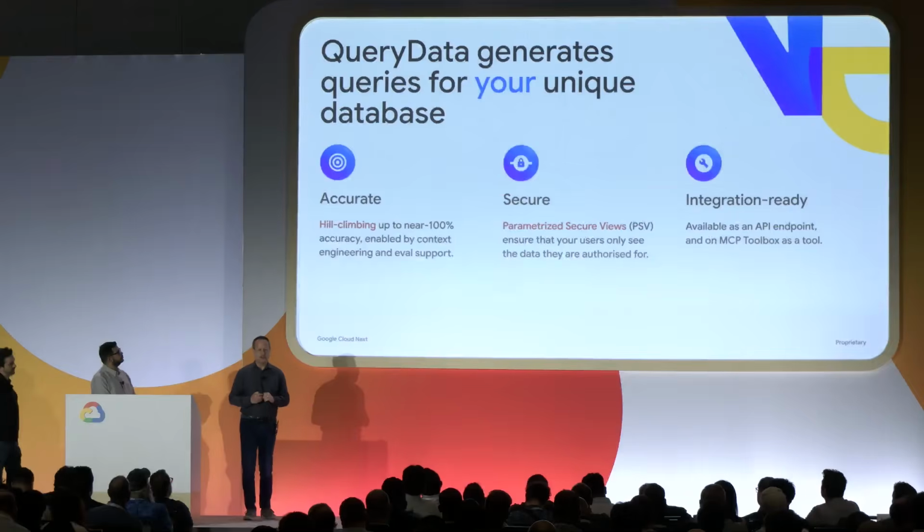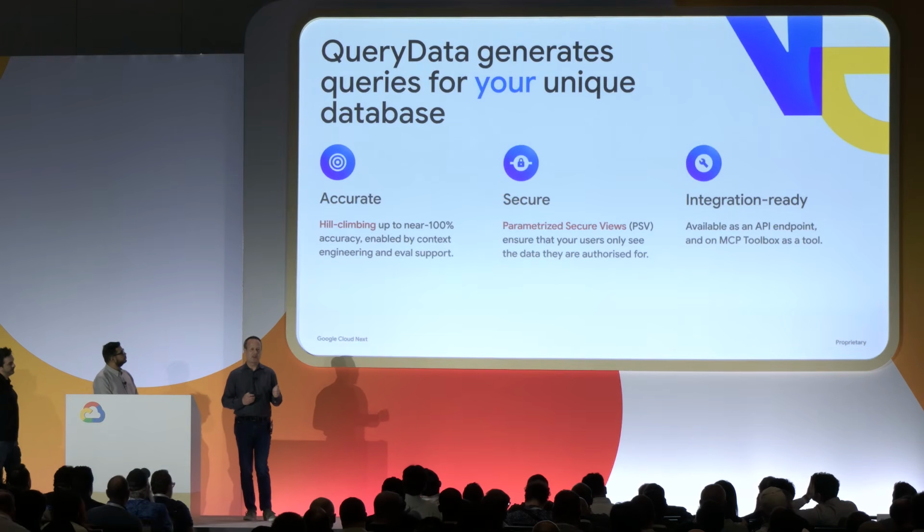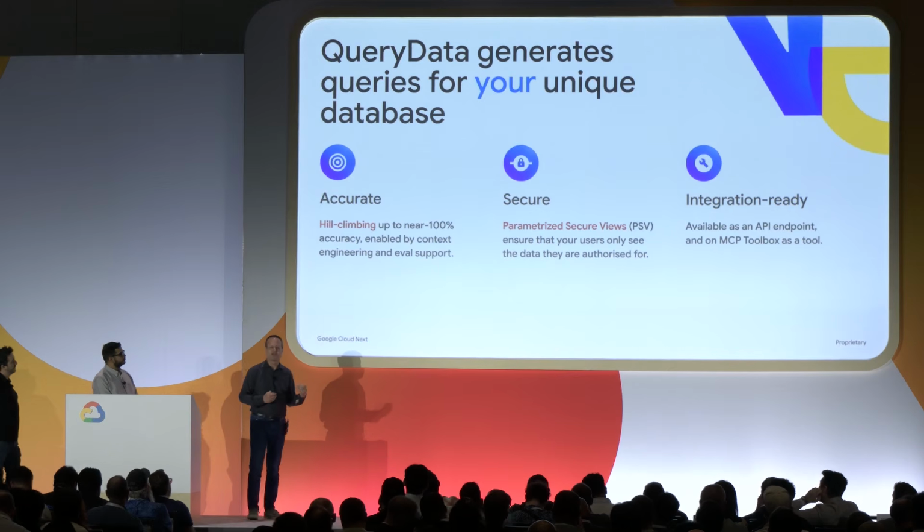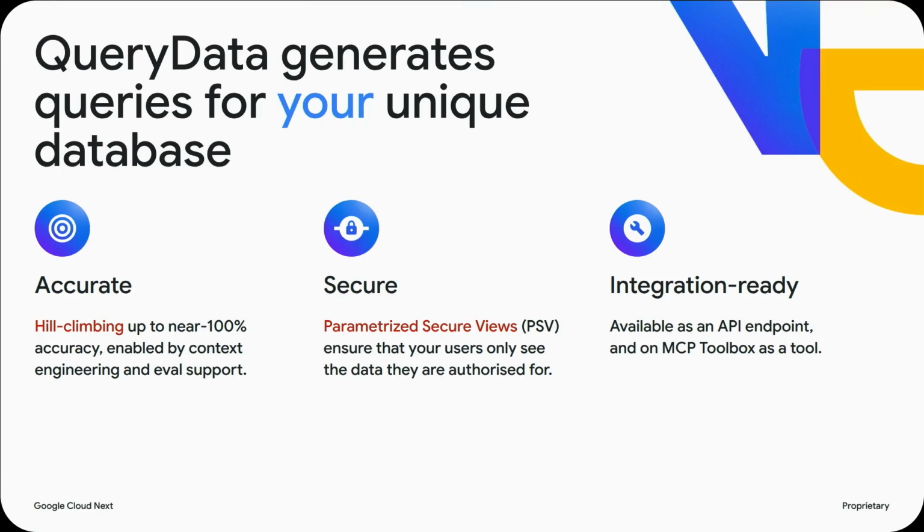And what we want you to take away is, first of all, that it's accurate because it does hill climbing. I don't know how many of you have heard this term, but hill climbing is basically a fancy way of saying that the natural language interface, this query data API, will go and try again and again and increase the amount of context that it looks at, what is in your database and what other information it can pull, and climb the hill to 100% accuracy. So it'll even do that in iterations even without your intervention until the API is happy or until you're happy with the result.